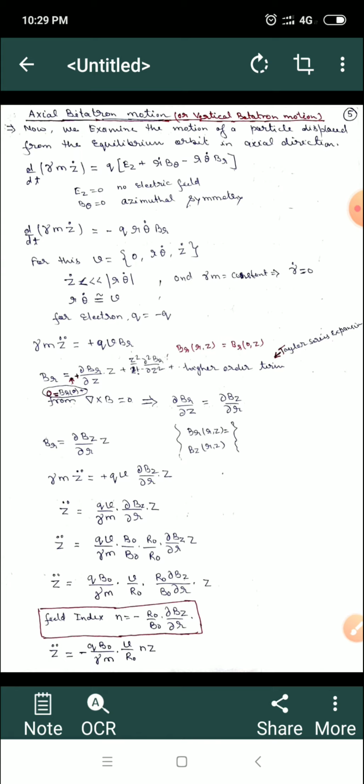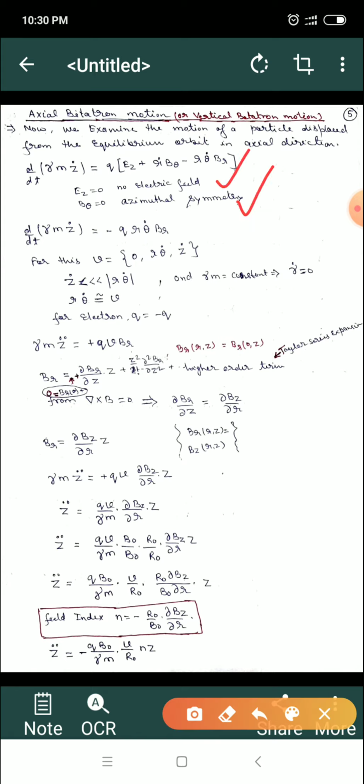That was d over dt of gamma m z dot is equal to q times E_z plus r dot B_theta minus r theta dot B_r, where E_z is the axial electric field. Because we have not applied any electric field, E_z is equal to 0, and B_theta is equal to 0 because of the azimuthal symmetry. So this third equation of motion becomes d over dt of gamma m z dot is equal to minus q r theta dot B_r.